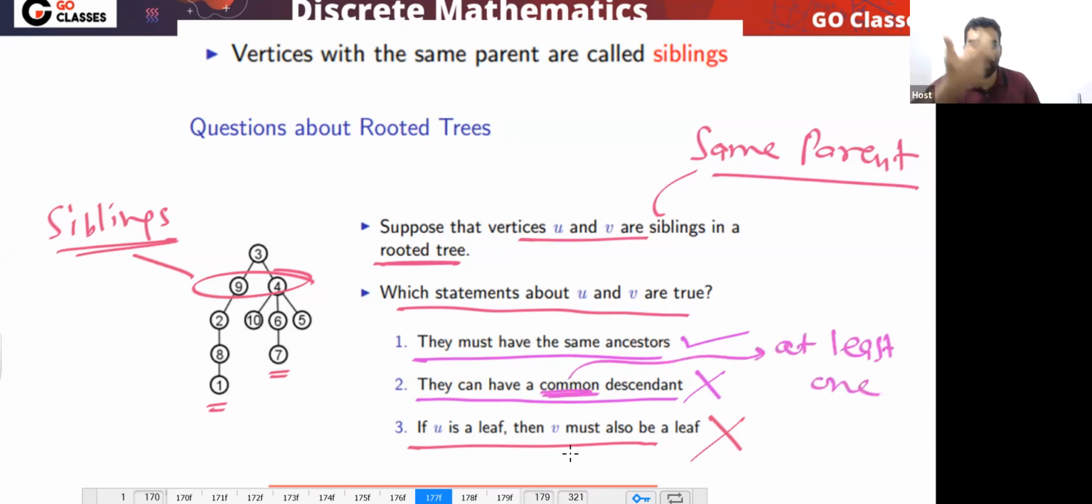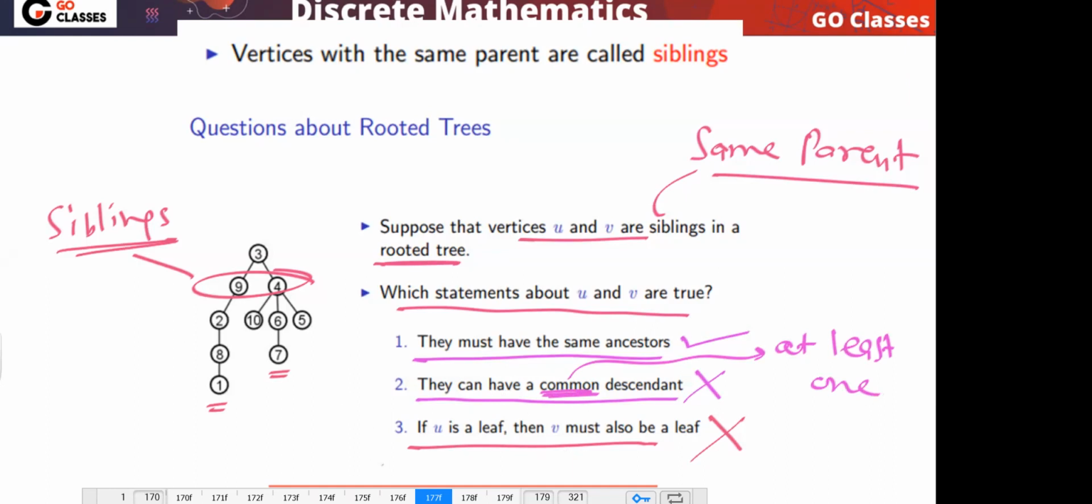Yes or no? At least one. There should be some common. Yes, sir. Okay. So siblings, they don't have common descendants.